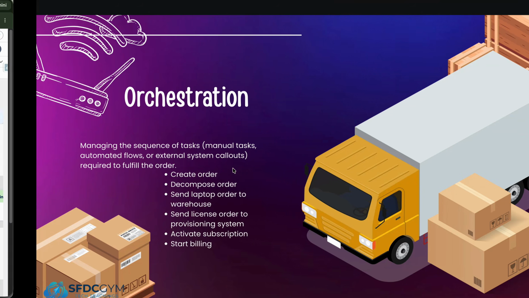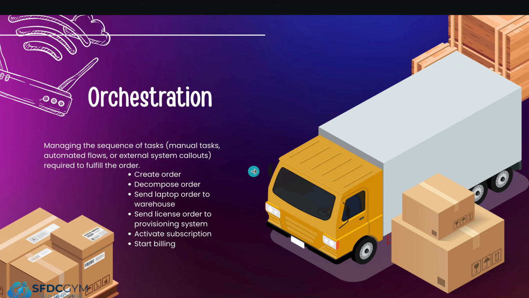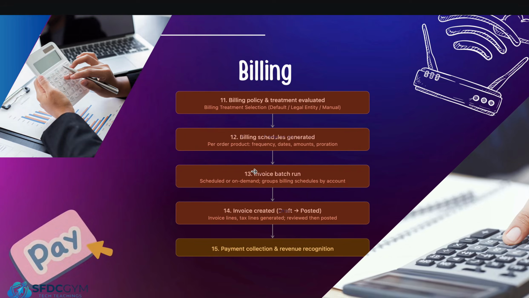Okay, so let's continue our discussion. So this is about the orchestration. Lastly, we have the billing. Now, billing actually starts once the product is delivered. Sometimes it also starts once the order is activated, depending on the configuration. To configure the billing, we have certain objects or tasks to perform.